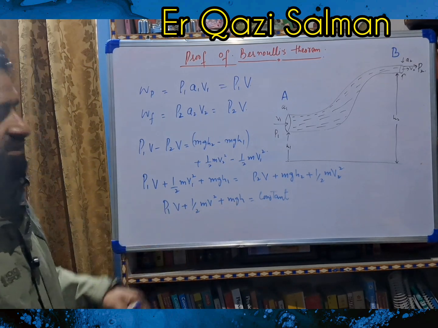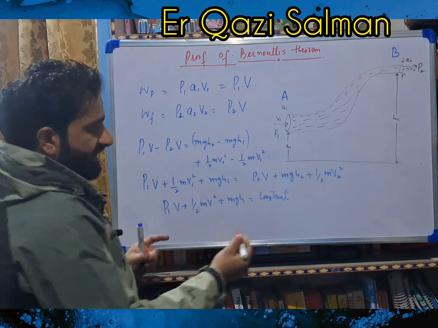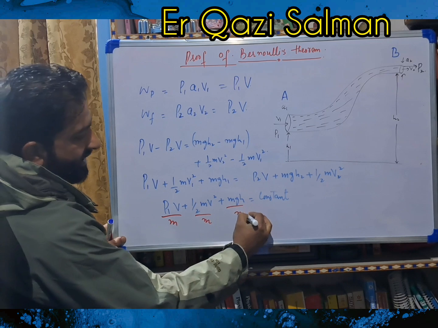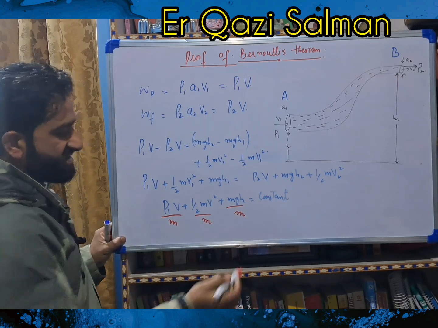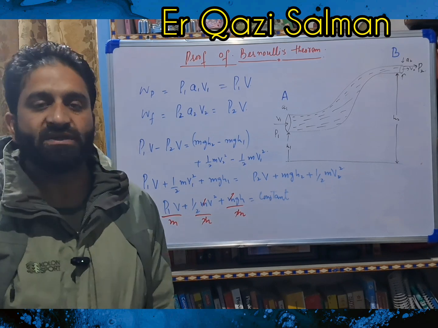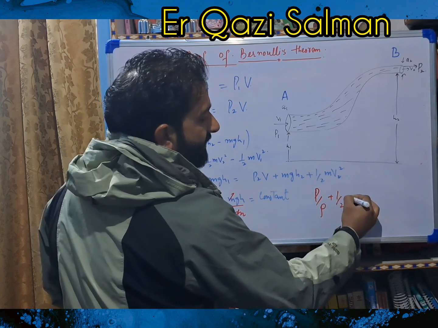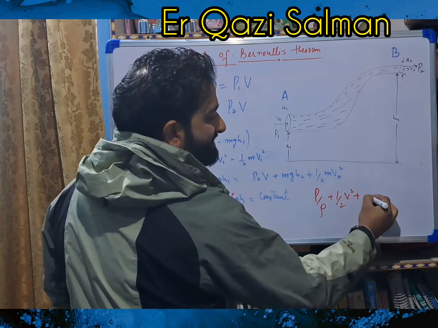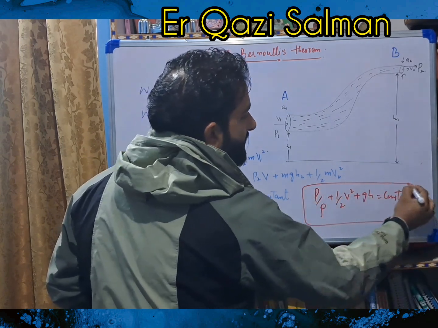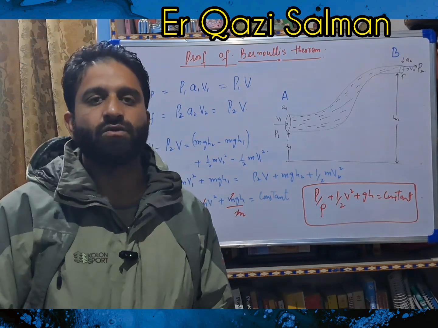Dividing this equation by m, dividing the LHS by m, the constant divided by m is still a constant as mass is constant. V divided by m, that is, volume per unit mass, is the reciprocal of density. That means we get the equation P divided by rho plus 1 by 2 v square plus gh is equal to constant, and this equation is Bernoulli's equation. So here is the proof of Bernoulli's theorem.